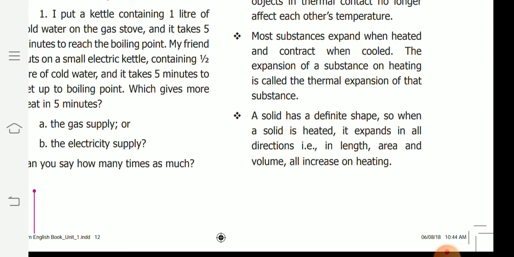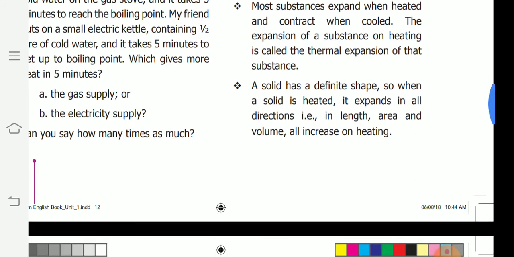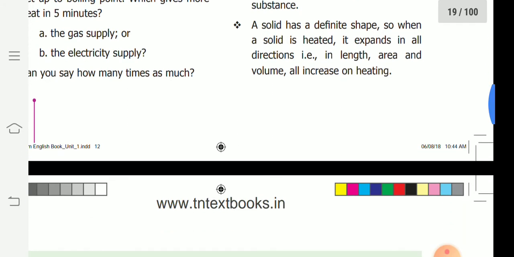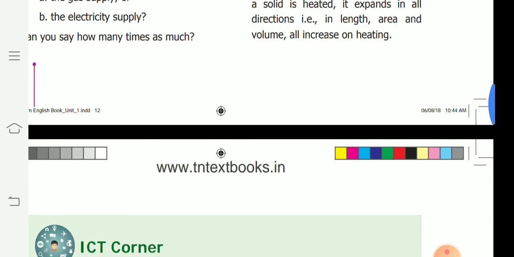Most substances expand when heated and contract when cooled. The expansion of a substance on heating is called the thermal expansion of that substance. A solid has a definite shape, so when a solid is heated it expands in all directions, that is, length, area and volume all increase on heating.